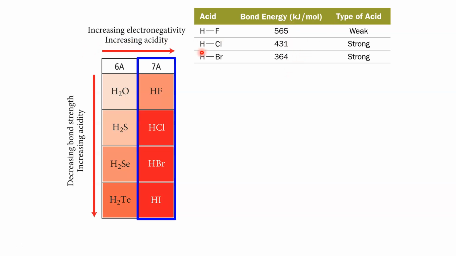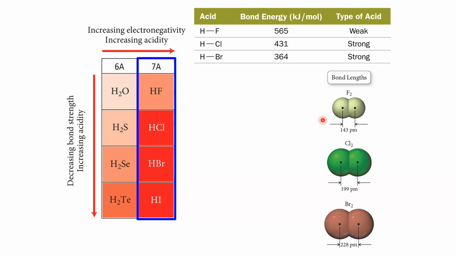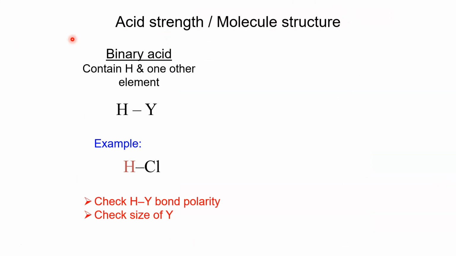And increasing electronegativity also increases the acidity. So we can look at bond lengths. Fluorine is the smallest of the halogens, and so the bond length between an H and an F is going to be much smaller than between an H and a Cl or an H and a Br. And so it makes sense that the HF would be a stronger interaction than HBr, for example. We can also look at the molecule structure. With a binary acid, they just contain H and one other element, so HCl.